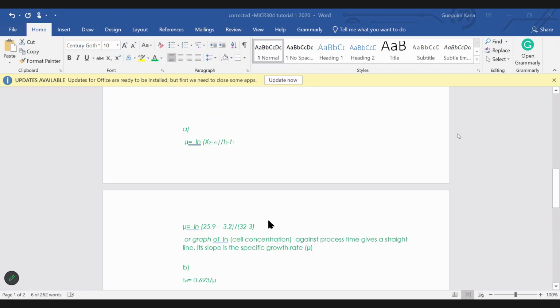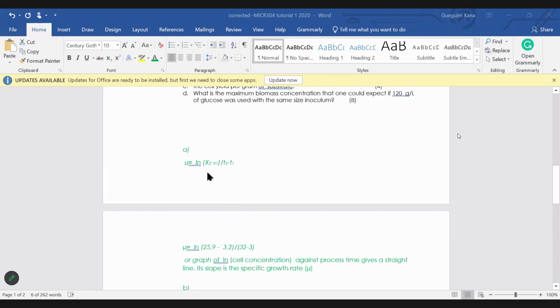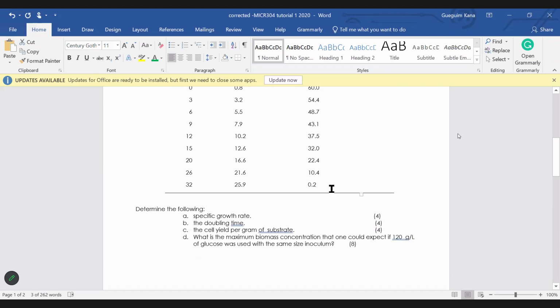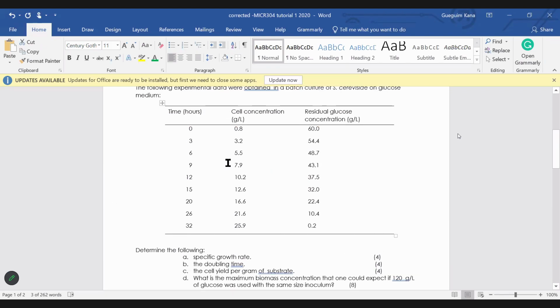Now, straightforward. Our mu is equal to ln of X2 minus X1, where X2 is the final cell concentration and X1 is the initial cell concentration, divided by T2, the final process time, minus T1, the time it started. For this computation to be accurate, it has to be applied in the exponential phase. In other words, while carrying out your computations, you may not go from 0 hours to 32 hours, but you could go from 3 hours to 32 hours, assuming that between 0 and 3 hours was a lag phase. Let me repeat.